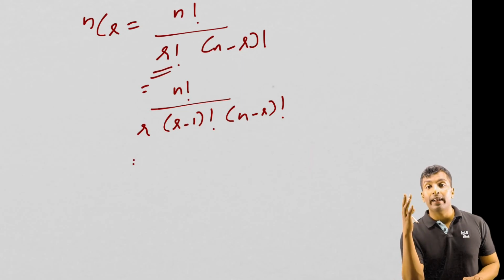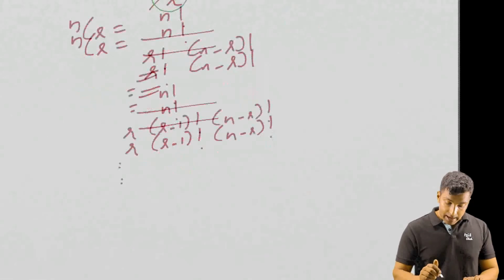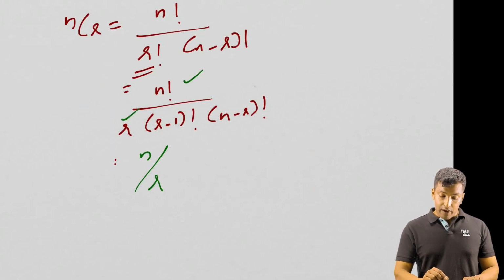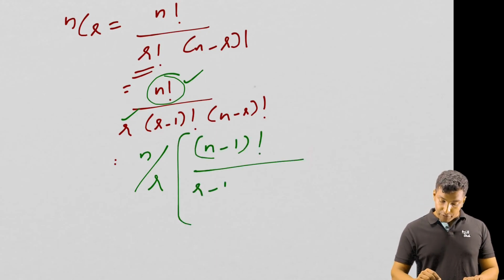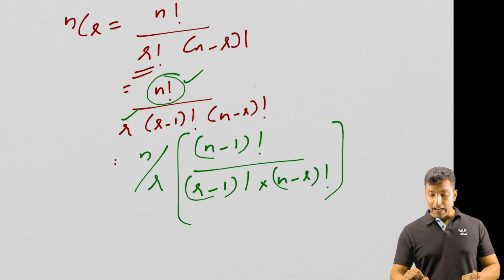Now what we need is in this format, right? The n divided by r format. So take one n from here and r from here. So you can take n by r. So n factorial will become (n minus 1) factorial, divided by (r minus 1) factorial into (n minus r) factorial. Let's mark it as 1.